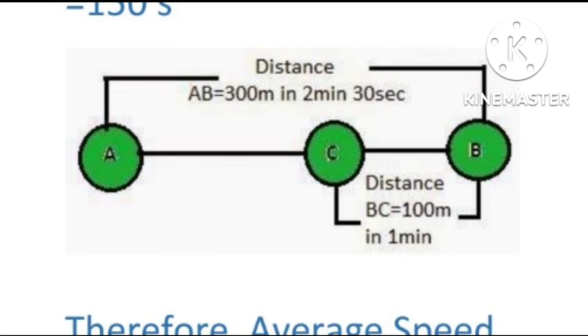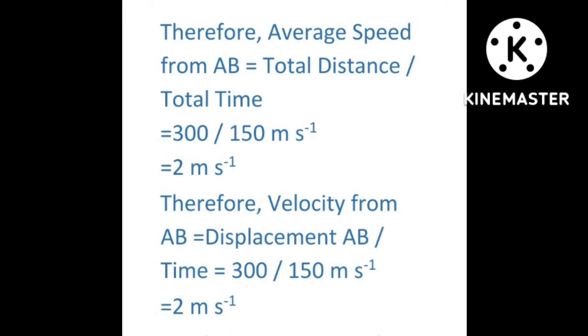From the diagram it will be more clear. That is, the distance between A and B is 300 meters and the time is 2 minutes and 30 seconds. And when it is traveling from B to C, we can see that the distance is 100 meters and the time is 1 minute. Now we can substitute the total distance and total time for finding the average speed from A to B. So we can write down average speed equal to total distance by total time, that will be 300 by 150 meter per second, that is 2 meter per second. So we calculated the average speed.